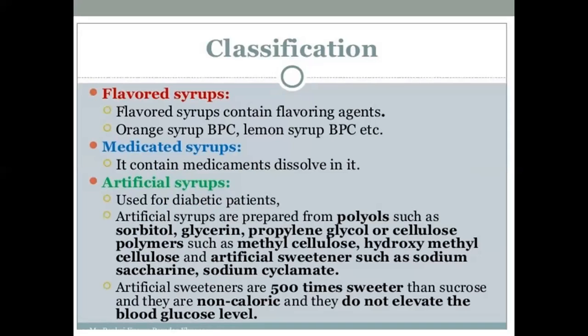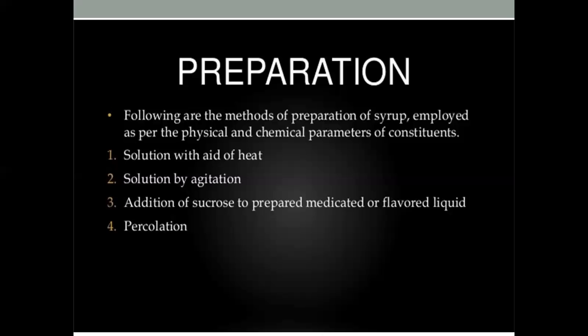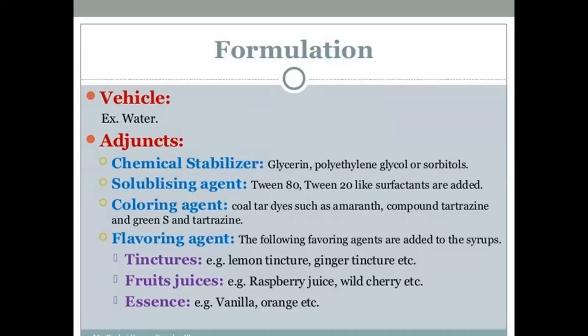The syrup which contains a flavoring agent is termed flavored syrup. Then flavoring agents: tinctures, for example lemon tincture and ginger tincture. Next, fruit juices are added, for example raspberry and wild cherry. So in fruit juices, raspberry juice and wild cherry are used. In tinctures, lemon tincture is used, and also ginger tincture.